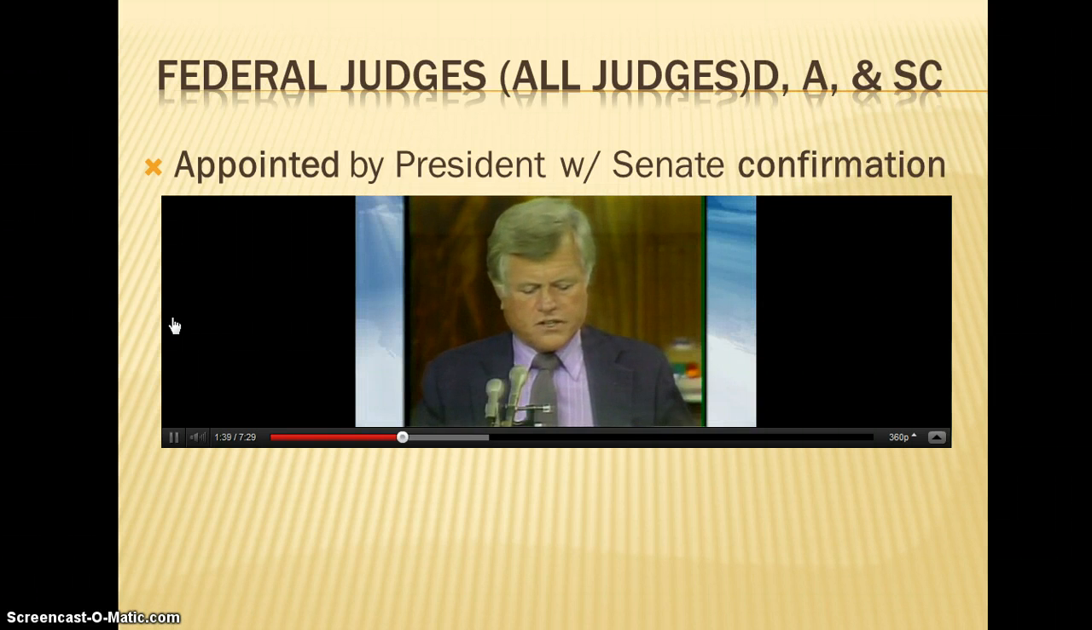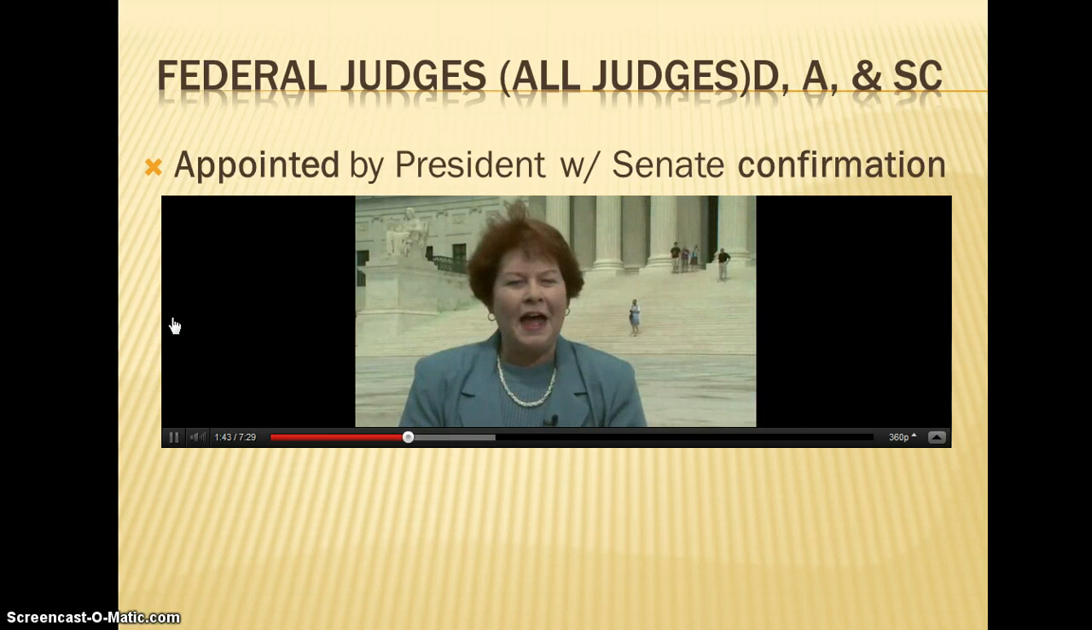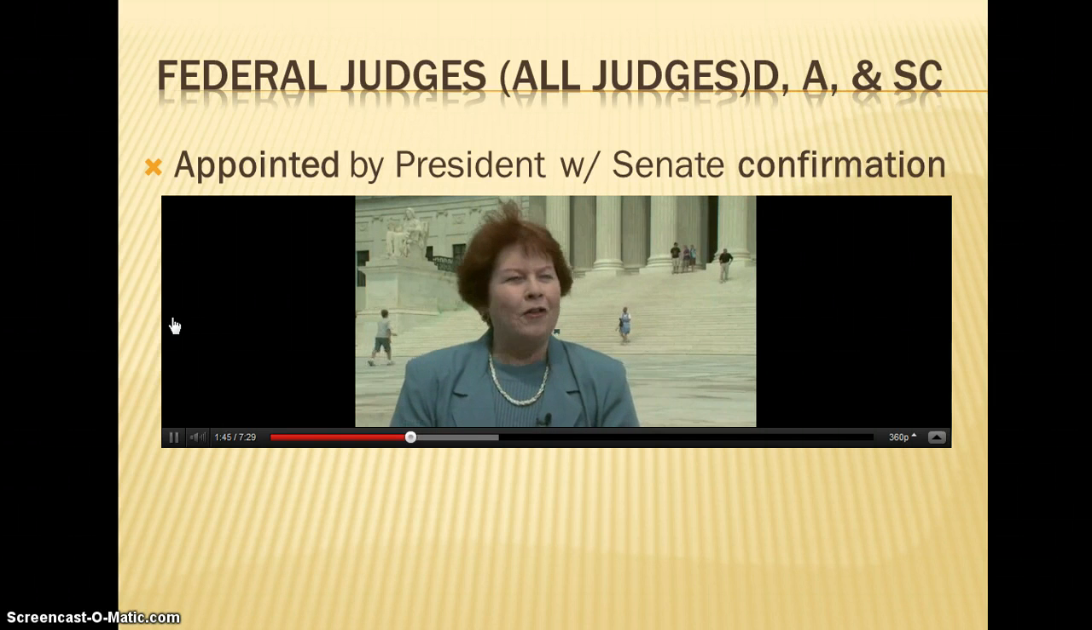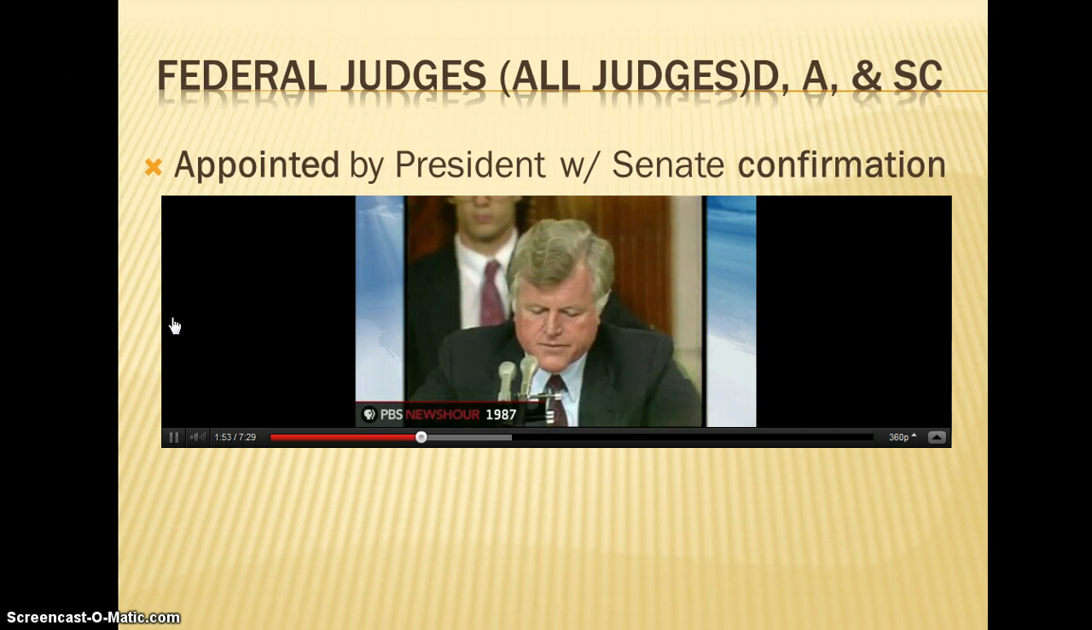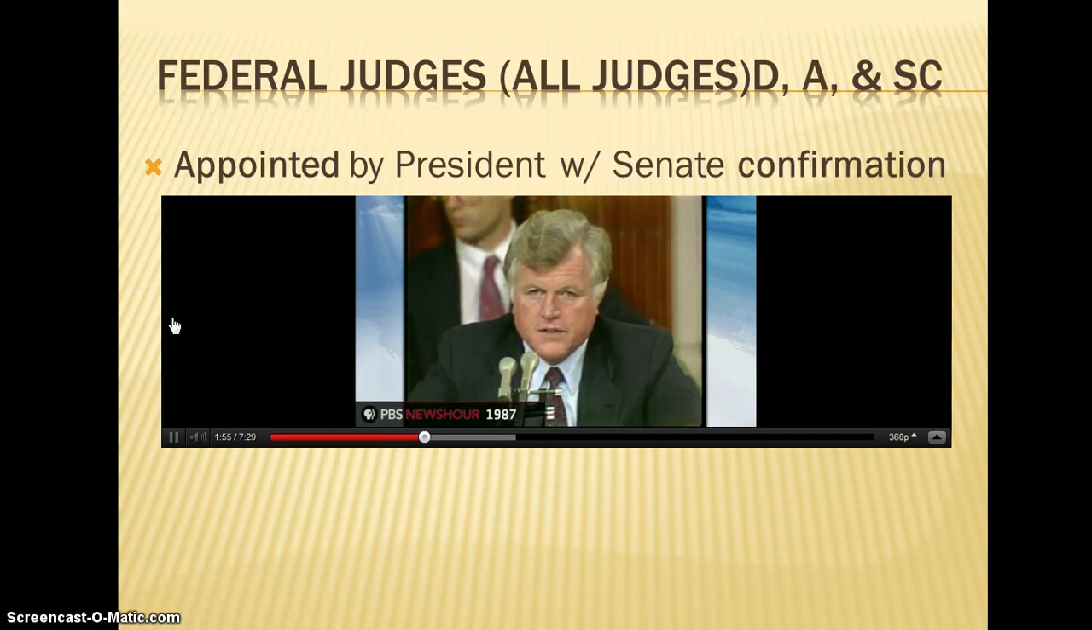Senator Ted Kennedy led the fight against his confirmation and had a very well-known speech in which he described Robert Bork's America. In Robert Bork's America, there is no room at the end for blacks and no place in the Constitution for women. And in our America, there should be no seat on the Supreme Court for Robert Bork.